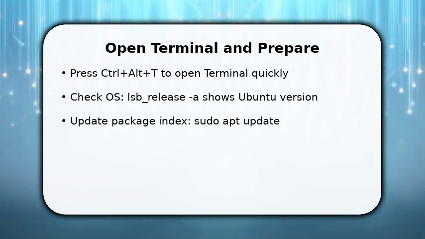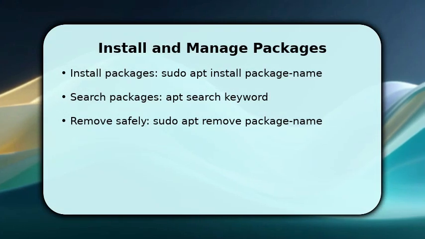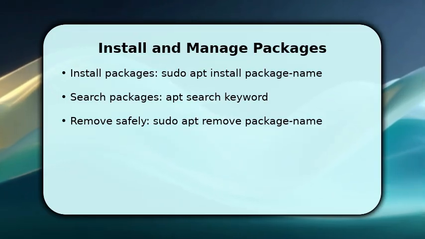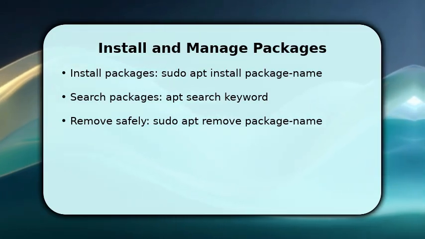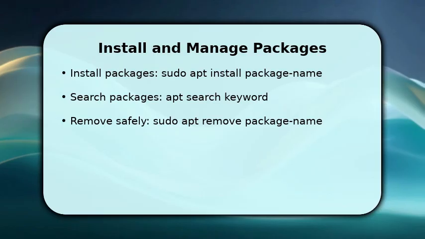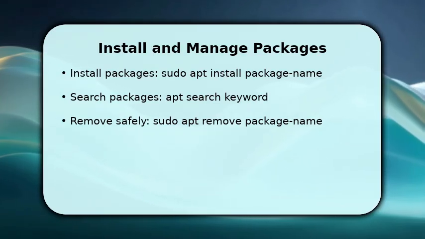You will install and manage software using apt commands because they handle dependencies automatically. To install, run sudo apt install package-name. Apt will list required packages and ask for confirmation. If you need a package name, use apt search keyword to find it.